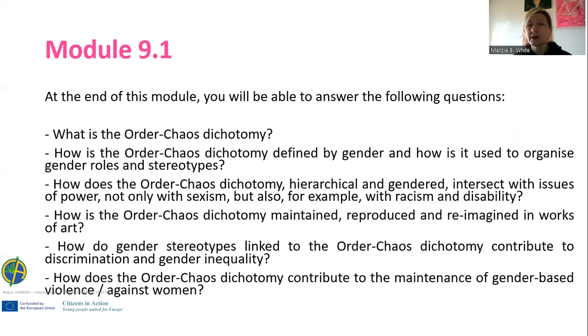What is the order-chaos dichotomy? How is the order-chaos dichotomy defined by gender, and how is it used to organize gender roles and stereotypes? How does the order-chaos dichotomy, hierarchical and gendered, intersect with issues of power, not only with sexism, but also, for example, with racism and disability?